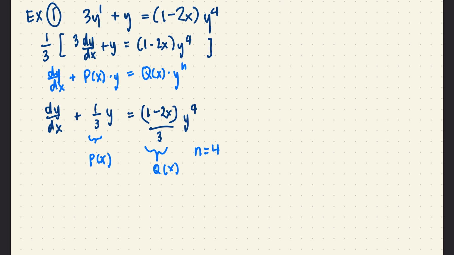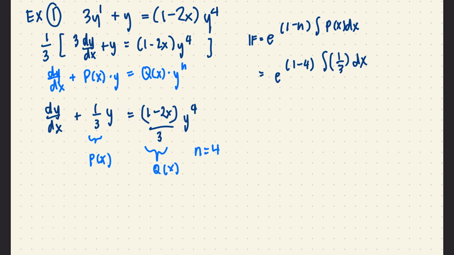Okay? So, we go straight and look for the integrating factor e raised to 1 minus n, then the integral of your p of x dx. Your p of x is 1/3, so it becomes e raised to 1 minus 4, then the integral of 1 over 3 dx. So, we can put 1/3 outside. 1 minus 4 is negative 3. So we will have e raised to negative 1 and then the integral of dx, which will just be e raised to negative x. So that is our integrating factor.